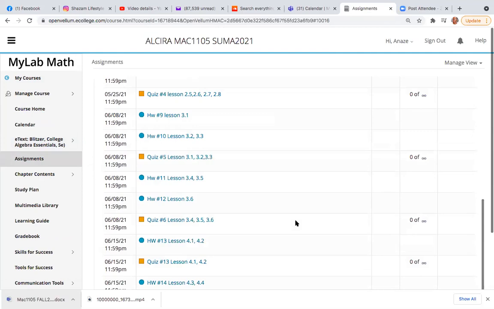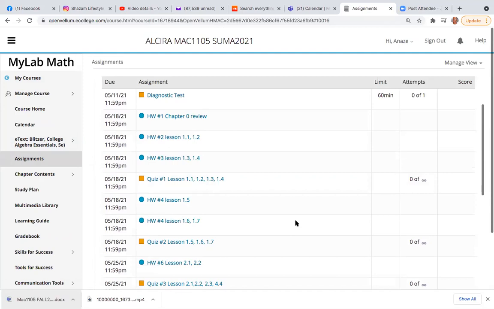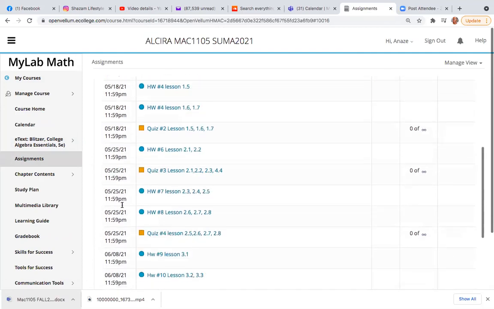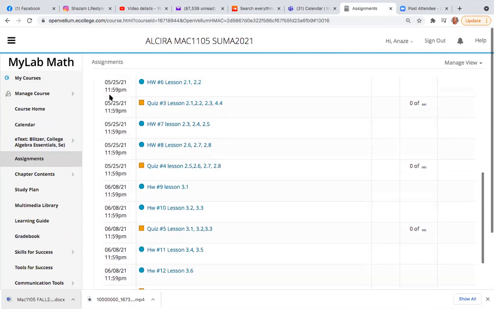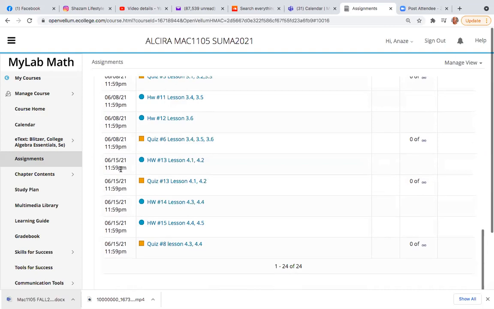Everything is open. You have access to all the assignments for the remainder of the term, okay, which ends on the 15th of June. So here's the due dates right there. The due dates coincide with the test due dates, okay? So the first test is due on the 18th by 5 p.m. The second test, guys, pertaining to chapter 2 is due on the 25th of this month by 5 p.m. And then the third test, which pertains to chapter 3, is due on June 8th by 5 p.m. And then we have one more chapter to cover. The assignments are due on the 15th by 5 p.m.